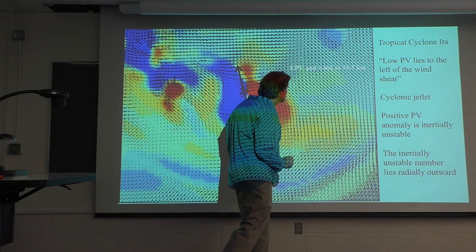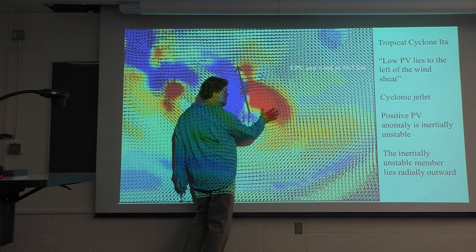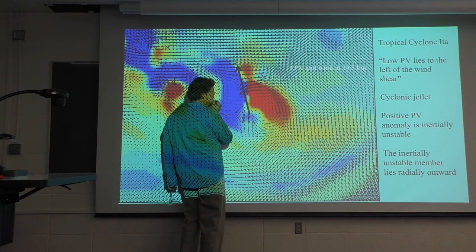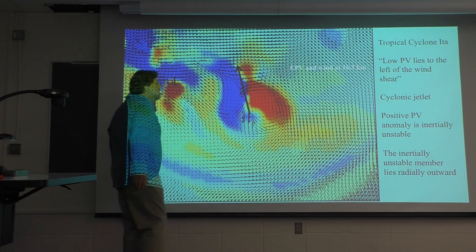This flow is 16.5 kilometers. And this red one is positive, so it's inertially unstable. And you can see there's a bias of outflow associated with this one relative to the negative or stable member. This arrow is the upper tropospheric shear.